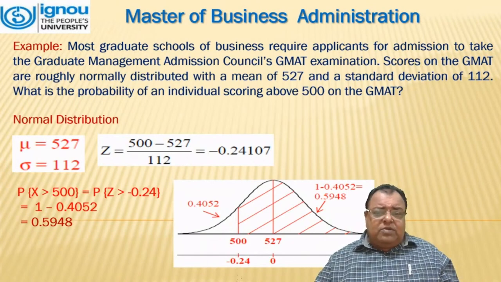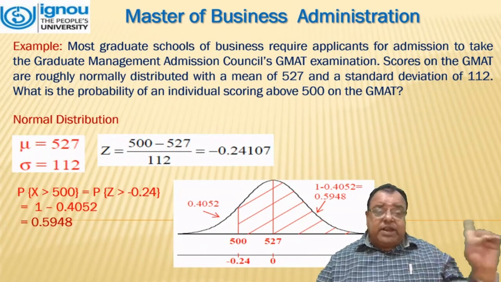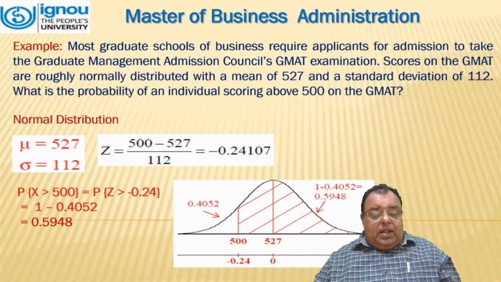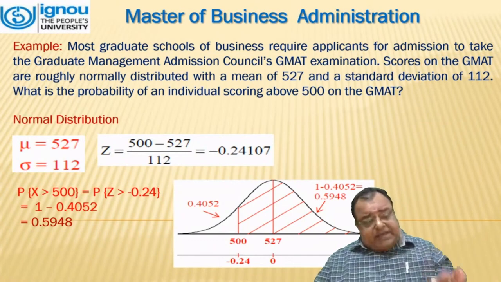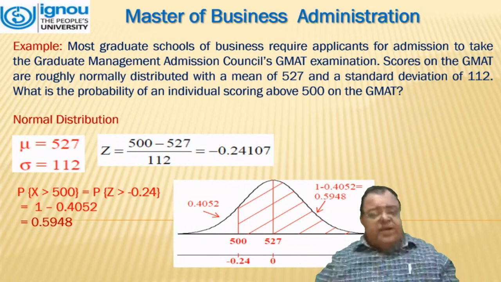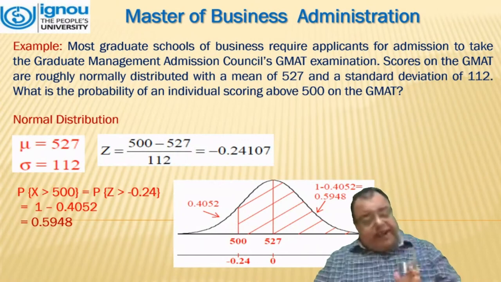We have mu equal to 527, sigma equal to 112, and x equal to 500. Putting up the values, first of all, we will calculate the z value. Z equal to 500 minus 527 upon 112, which comes out to be negative 0.24107. That means it will be on the left side. We have to calculate the probability that x is greater than 500 because individual scoring above 500.